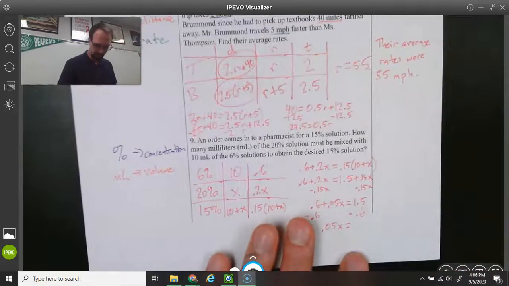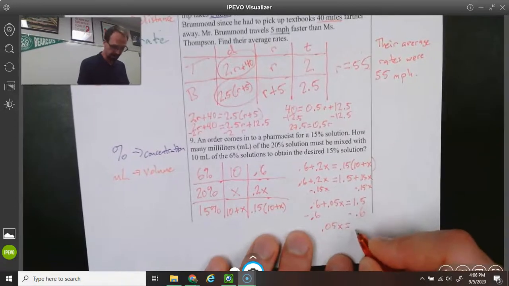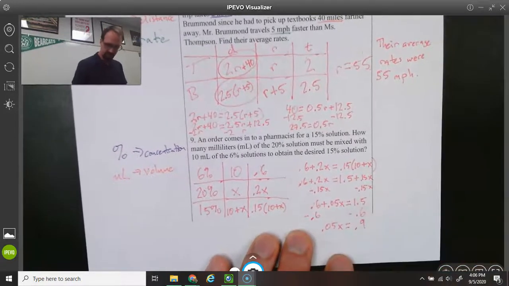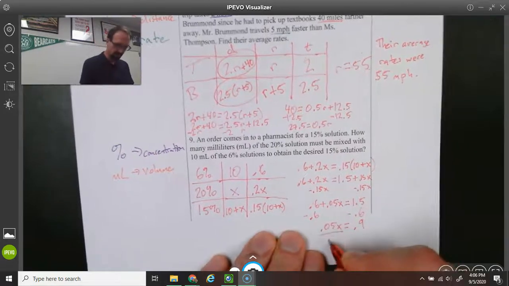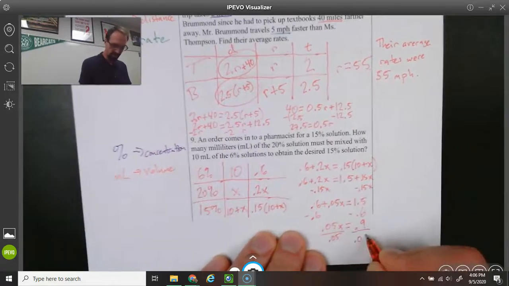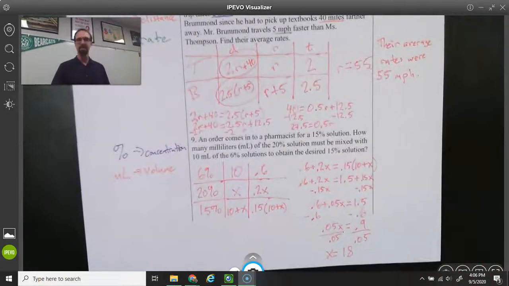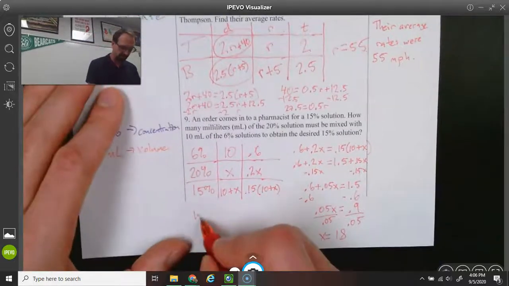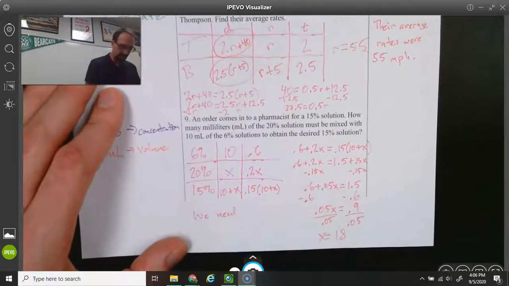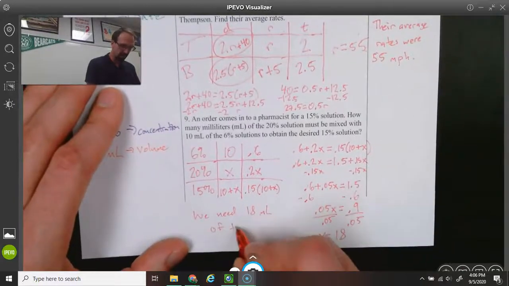So 1.5 minus 0.6 gives me 0.9. There we go. Divide by 0.05 on both sides. That gave me the value that I wanted. So x is 18. In this case, that 18 is what we're trying to find. That's the milliliters of the 20% solution. So we need 18 milliliters of the 20% solution.